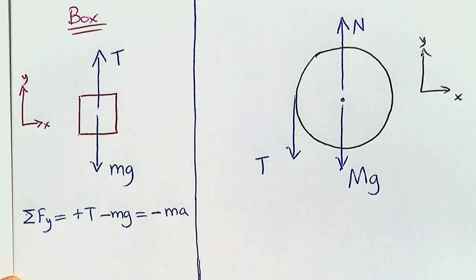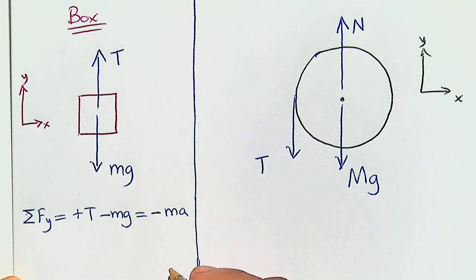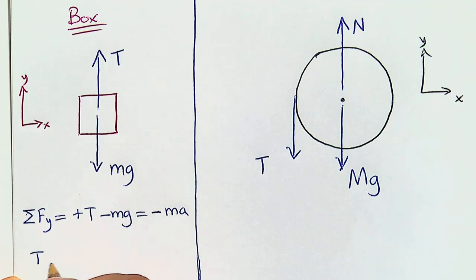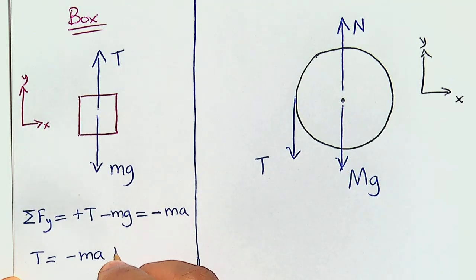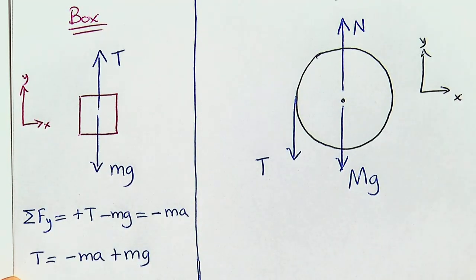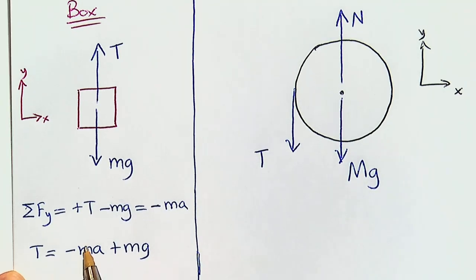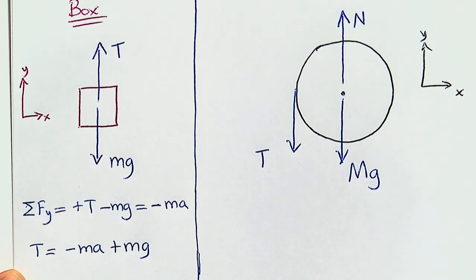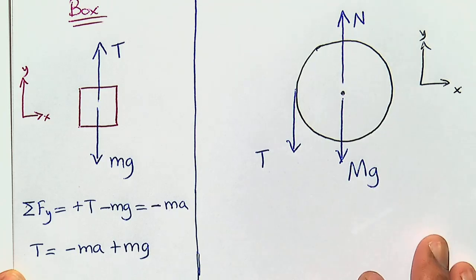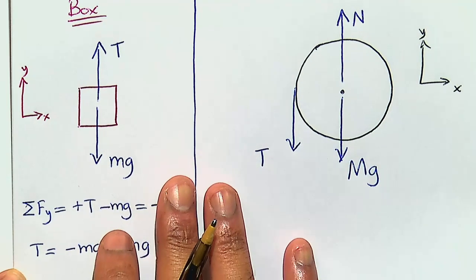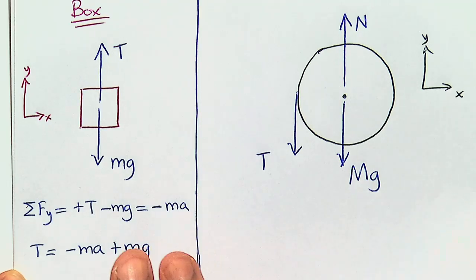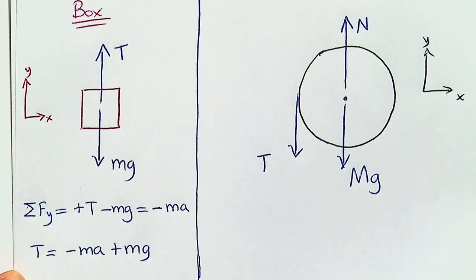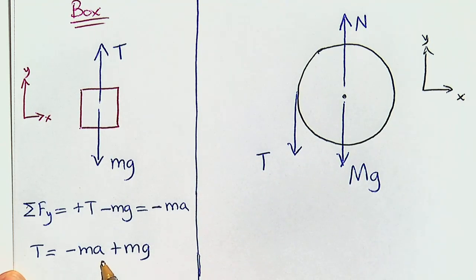Okay, so now what we can do is solve for the tension, which is something that we are asked to find. So then we can move the mg over, so we have minus ma plus mg. To solve for tension, we need to know the acceleration. We don't know the acceleration, so we have to pause here and say, okay, we don't have enough information just from this free body diagram and this application of Newton's second law to get the tension outright. So we have to wait and figure out what the acceleration is.